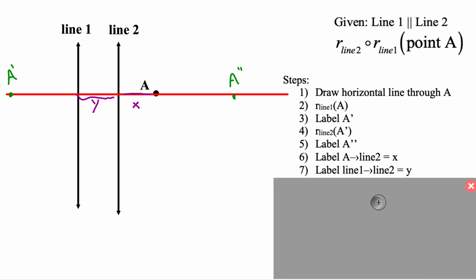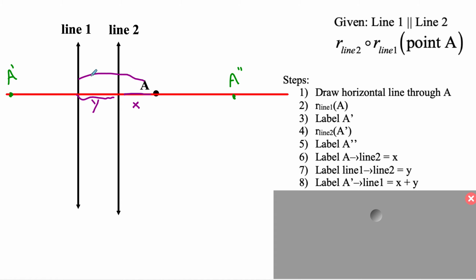So now this is where it gets a little bit tricky, more thinking involved. A prime to line 1, X plus Y. Remember, when you reflect over here, that distance has got to be the same here. So if this is a Y and the X, this whole distance has got to be X plus Y, which is telling me that that distance from here to here is X plus Y, okay?